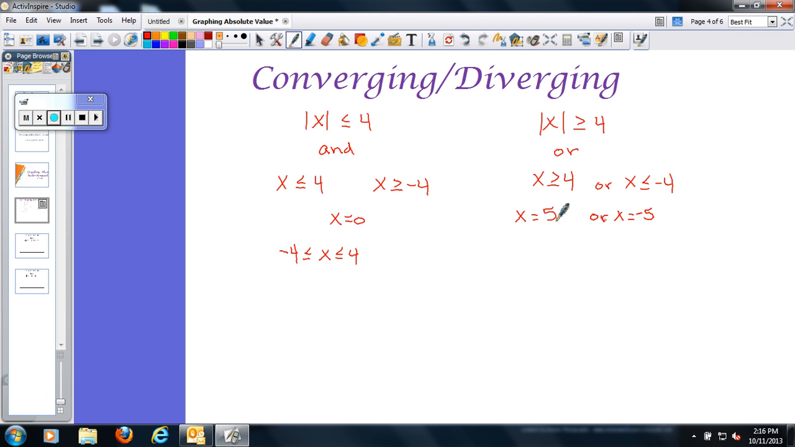So in a problem like this, it has to be written separately as x greater than or equal to 4 or x less than or equal to negative 4. And this is how the answer is written for a diverging, and this is how the answer is written for a converging. Okay? So now let's get into the actual graphing part of it.